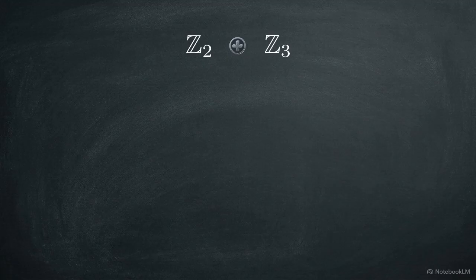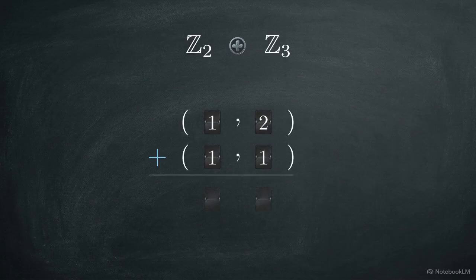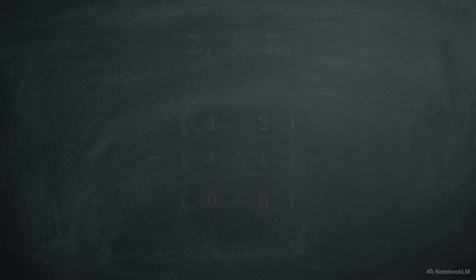Let's do an actual calculation using the integers modulo 2 and modulo 3. If we add the element (1, 2) to the element (1, 1), we apply the individual group rules to each slot. 1 plus 1 in mod 2 is 0. 2 plus 1 in mod 3 is also 0. So our final coordinate is (0, 0). As long as the number of groups is finite, the direct sum is just an exercise in parallel arithmetic. There is no crosstalk between the coordinates.